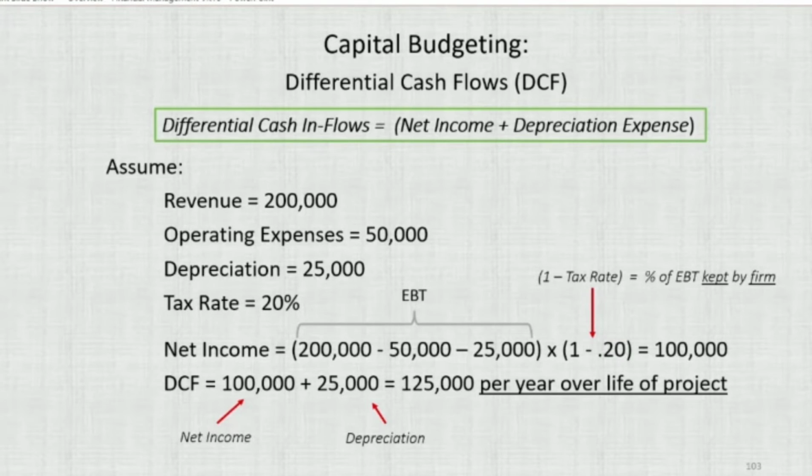Now, you could be given a really simple problem on the OA, such as you're given net income and depreciation, what's the differential cash flows, but they'll probably make it a little bit more difficult. So let's look at what might be a typical problem. Revenue is $200,000, operating expenses are $50,000, depreciation $25,000, tax rate's 20%. So first, we want to calculate net income.